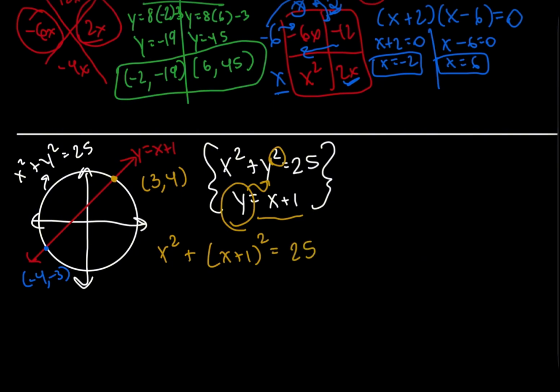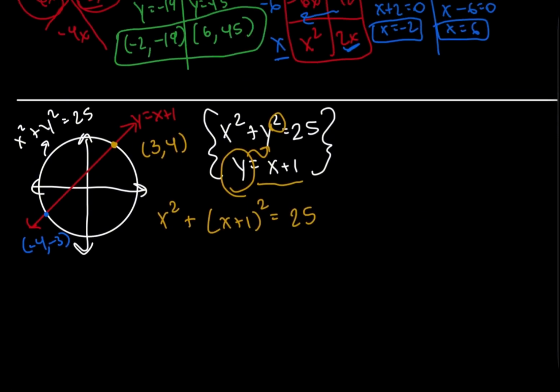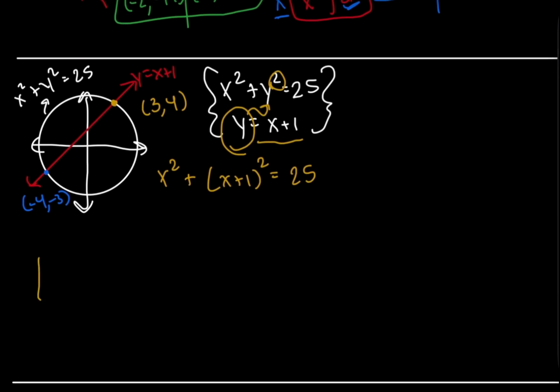Now that we have that, we're going to do some side work. So let's figure out what x plus 1 squared simplifies to. So x times x is x squared, x times 1 is 1x, and x times 1 again is 1x, and then 1 times 1 is 1. So we have x squared, 1x plus 1x is 2x, and then plus 1. So we're going to rewrite that.